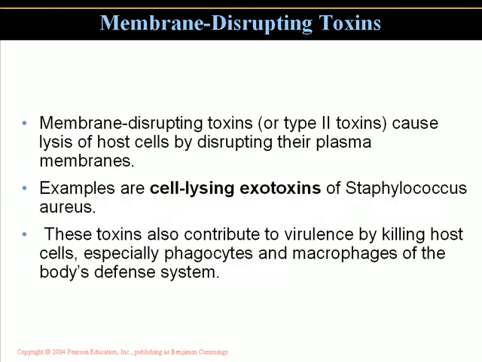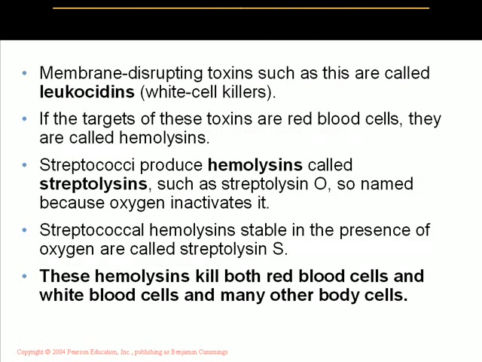We also can see certain organisms with toxins that will disrupt the membrane. Membrane disrupting toxins, or type 2 toxins, cause lysis of the host cells by disrupting the plasma membrane. Examples are cell lysing exotoxins of Staphylococcus aureus. These toxins contribute to virulence by killing the host cell, especially the phagocytes and the macrophages, which are that first cell line, the first wave of cells that enter the system and destroy the body's defenses.